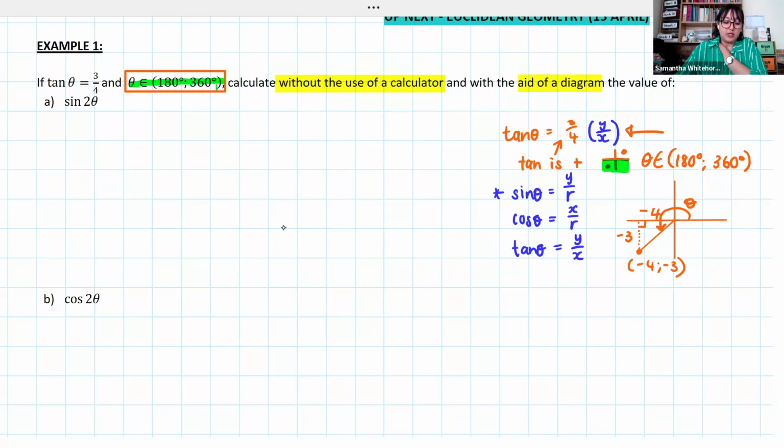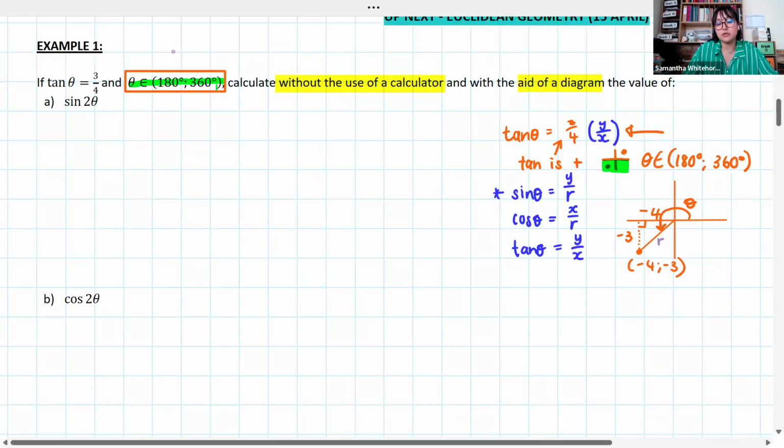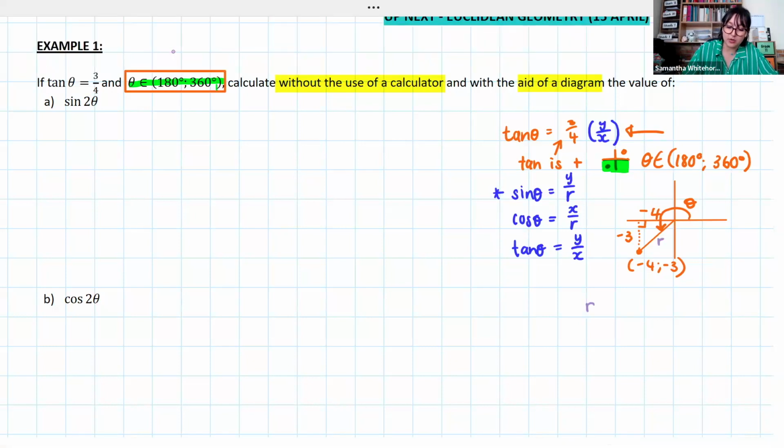Right, the next thing that we need to remember is that anytime we're working with our trig ratios, we should have three sides to our triangle. Here we've got x and we've got y. What we are missing is our r value, so our radius.